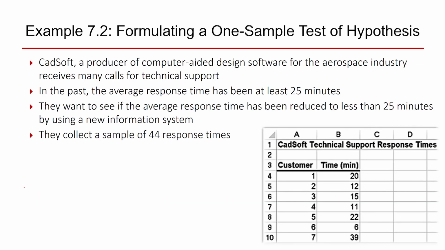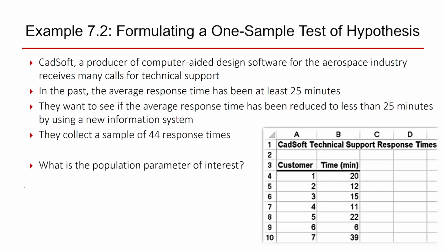All right, so let's start with an example. 7.2, formulating a one-sample test of hypothesis. CADSoft, a producer of computer-aided design software for the aerospace industry, receives many calls for technical support. In the past, the average response times have been at least 25 minutes. They want to see if the average response time has been reduced to less than 25 minutes by using a new information system. They collect a sample of 44 response times.